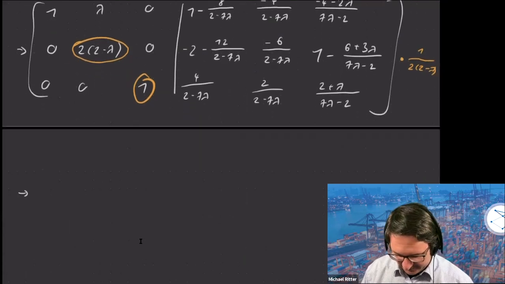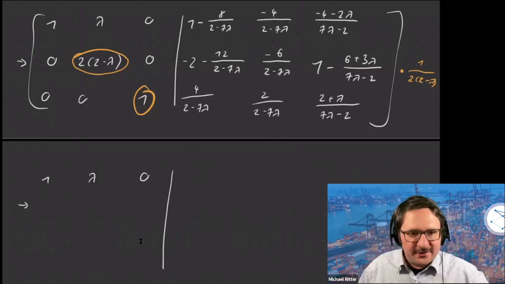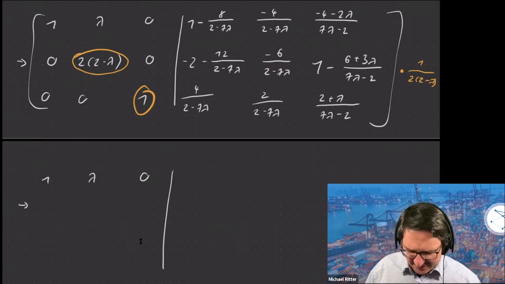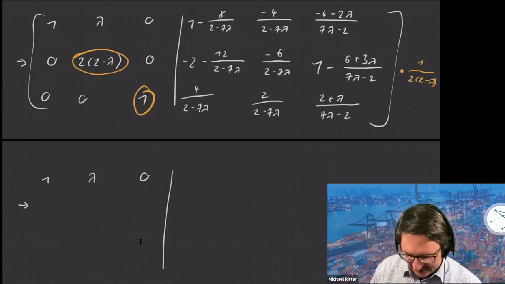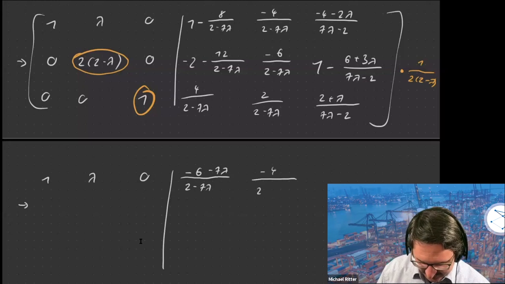So we don't change the first row, 1 lambda 0. And let's also take the opportunity to simplify a little if that's possible. Let's see, 1, that would be 2 minus 7 lambda minus 8. So 2 minus 8 is minus 6 over 2 minus 7 lambda. And we also have minus 7 lambda still. Not much simplification to be done here. So we just copy that. And also here, that is just minus 4 minus 2 lambda over 7 lambda minus 2.